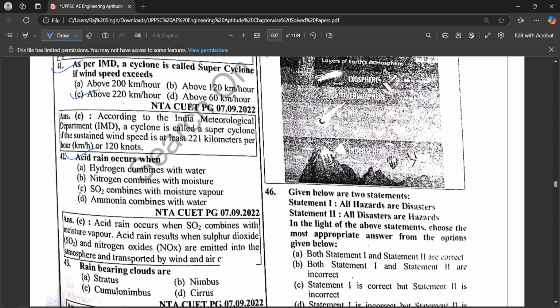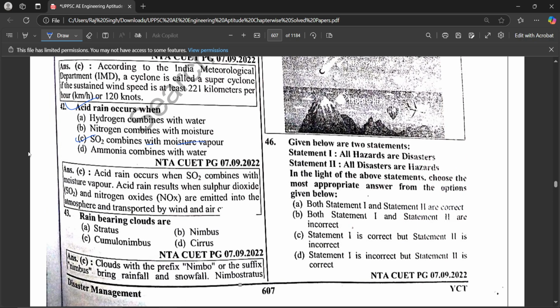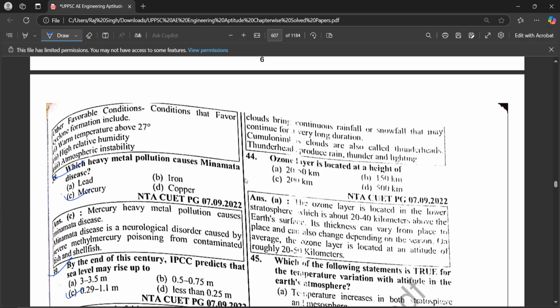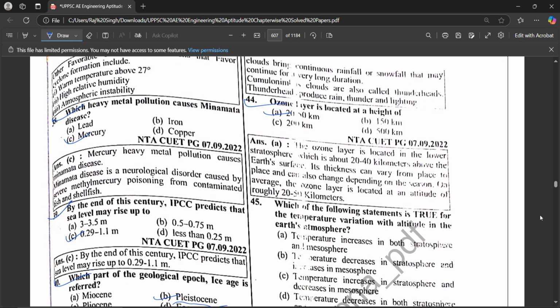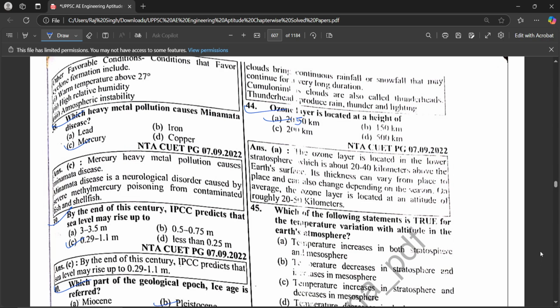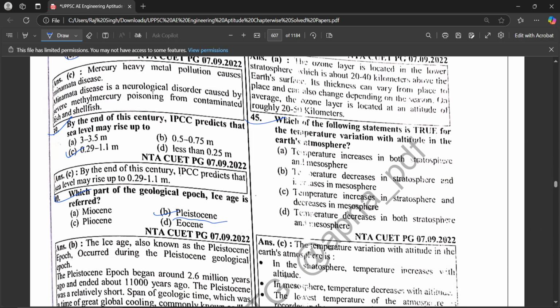Acid rain occurs when SO2 combines with moisture vapor. Rain-bearing clouds are cumulonimbus. The ozone layer is located at a height of 20 to 50 kilometers. Which of the following statements is true for temperature variation with altitude in the Earth's atmosphere? Temperature increases in the stratosphere and decreases in the mesosphere.